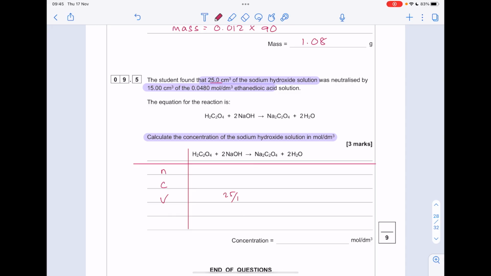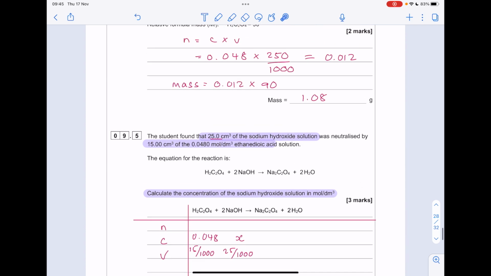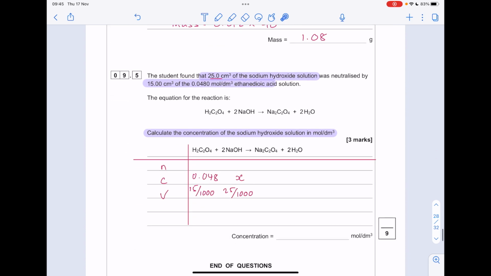Get that into decimeters cubed immediately by dividing by 1,000. We know we have 15 centimetres cubed of the acid, so that goes in there. Its concentration was this. And we're looking for the concentration of sodium hydroxide. So hopefully you can see we've got all the information we need to find the number of moles, which, remember, was concentration times volume. So multiply those numbers together. So that's 7.2 times 10 to the minus 4.